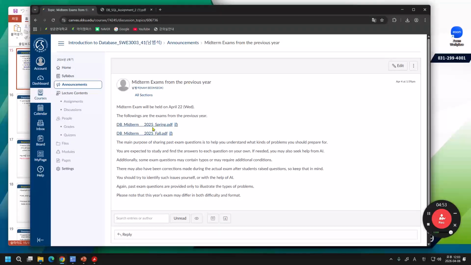Also, while you are solving these problems, you may find some problems are ambiguous. If it's not clear, then you can make your own assumption, and maybe also get some help from AI tools. I strongly recommend you check your own answer using AI tools. For SQL problems and relational algebra problems, there can be many different correct answers. Also, you can check whether your answer is correct or wrong using those AI tools.